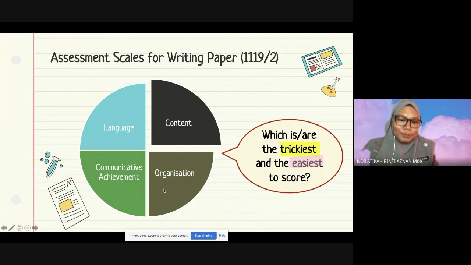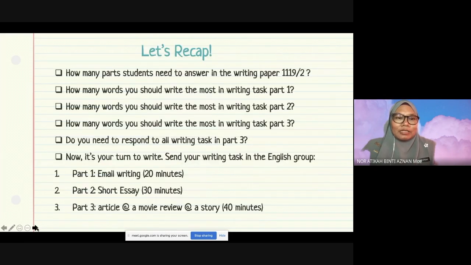Which one is the most difficult for you to achieve? It is interesting to know. Let me know, and then ask your students as well if you want to let your students know. And the last part is I want to recap.